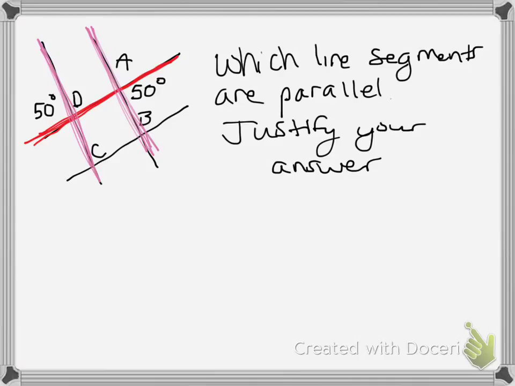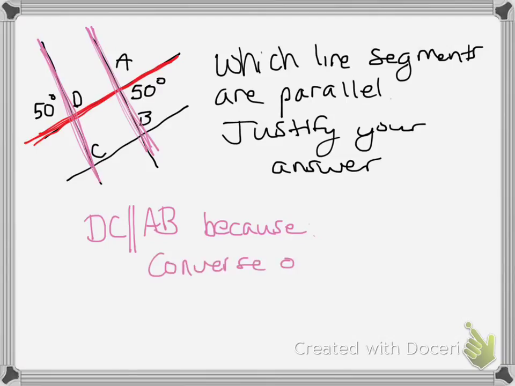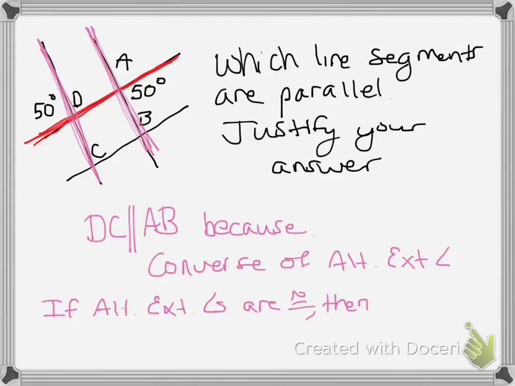So you would say DC is parallel to AB because of the converse of alternate exterior angles, or if you didn't remember that, you could say if alternate exterior angles are congruent, then the lines must be parallel.